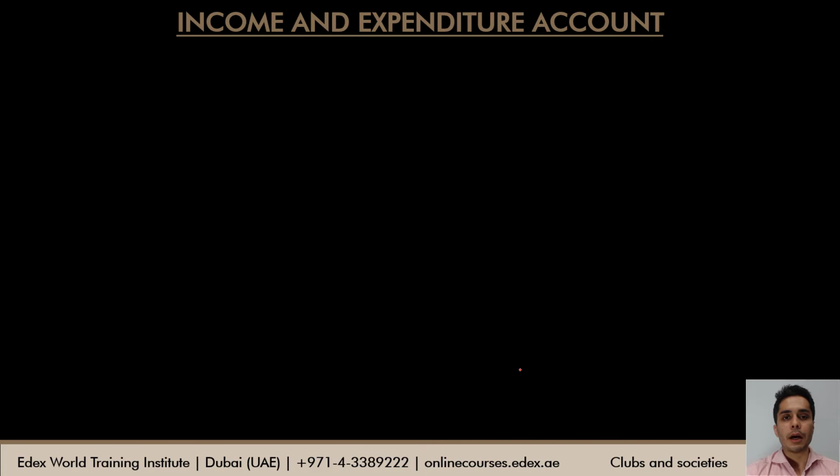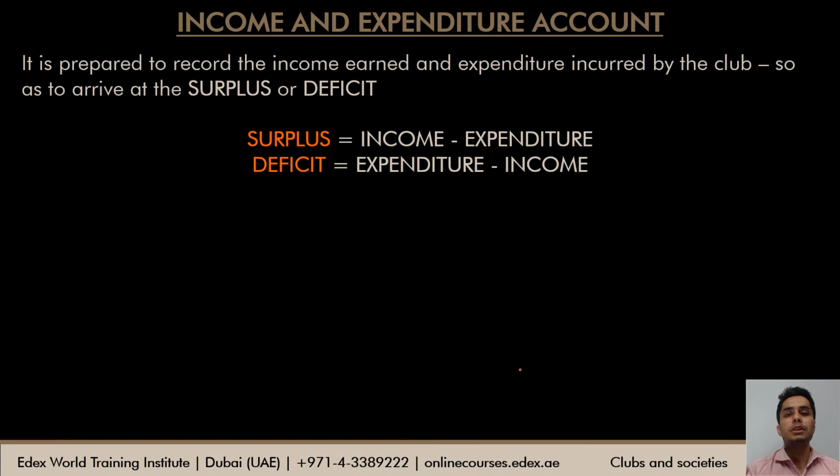Now, the next part of the financial statements of a club or society is the income and expenditure account, and the most important part. The income and expenditure account records all the incomes earned by the club and the expenditure incurred by the club during the year. If you notice my words, I didn't say incomes received and expenditure paid. I said incomes earned and expenditure incurred by the club.